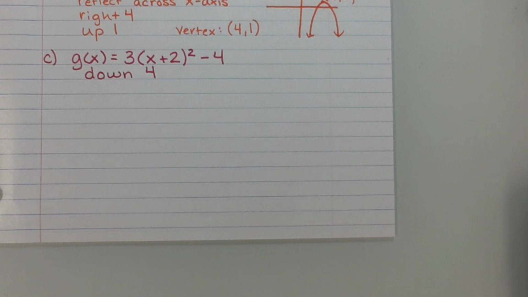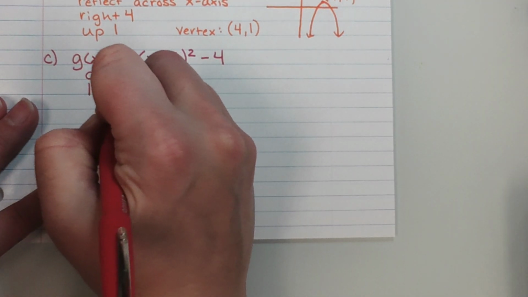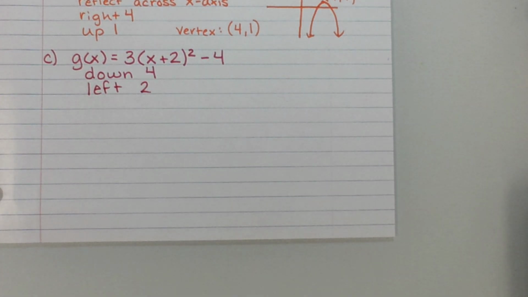Plus 2 inside the parentheses is moving left 2. Inside the parentheses, you've got to kind of recall that it does the opposite of what you think it should do.